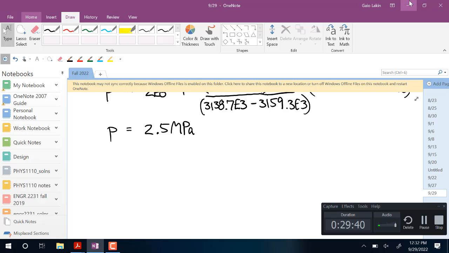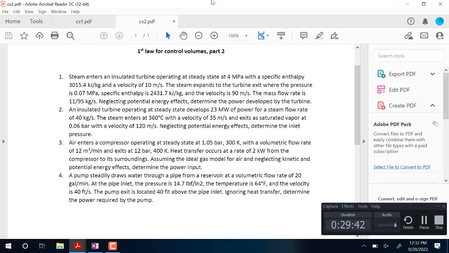Okay, so now let's do number 4. This one is a pump. A pump in steady state, that's what steadily means, pulls water through a pipe from a reservoir. It gives you the volumetric flow rate in gallons per minute. That's annoying.